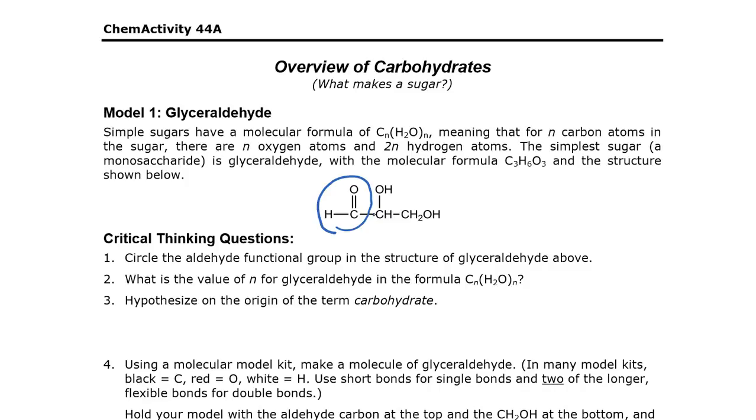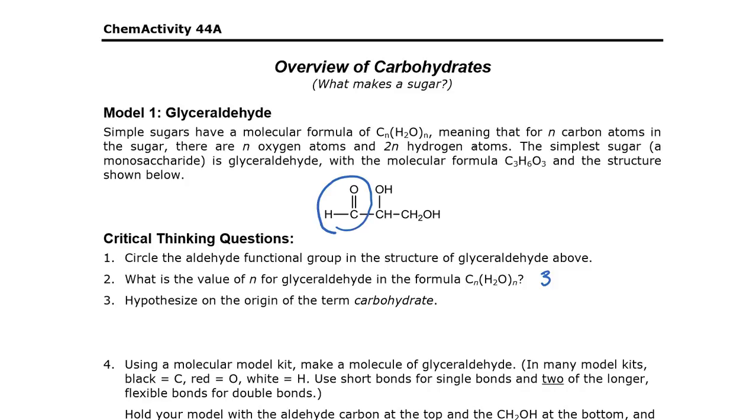Question 2. What is the value for n for glyceraldehyde in the formula CnH2nOn? Pause and write your answer here. All right, so you see how that works? What is the formula for glyceraldehyde? C3H6O3. If n in the generic formula is 3, do you see how that comes out to C3H6O3?